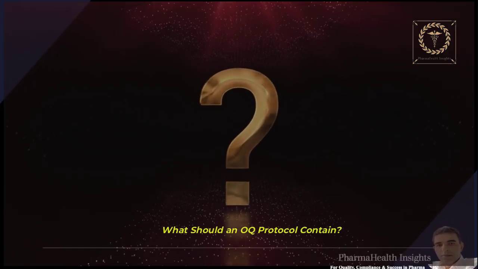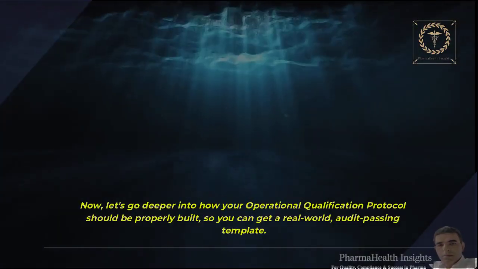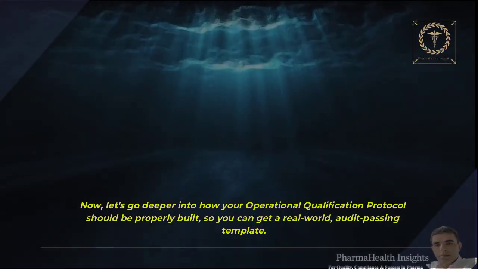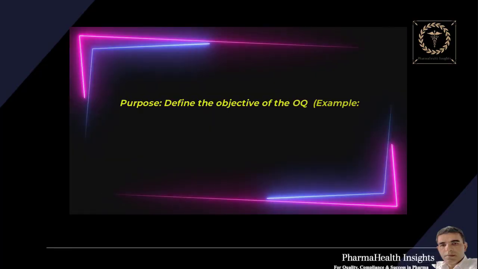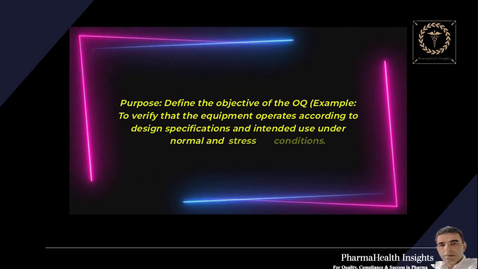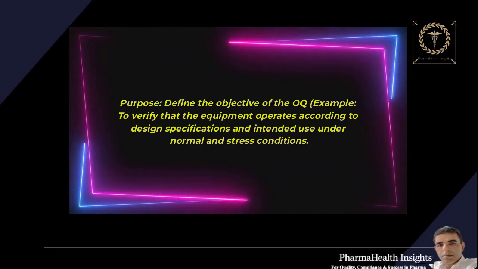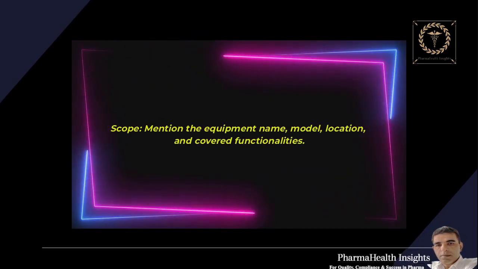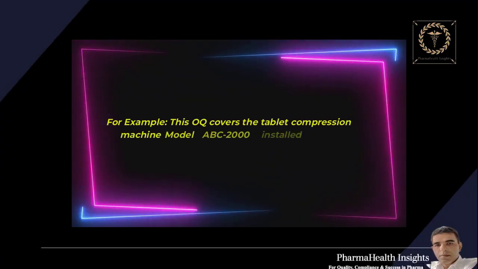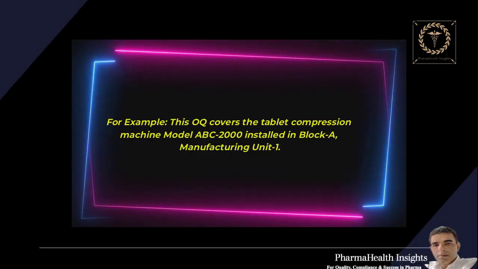What should an OQ protocol contain? Now, let's go deeper into how your operational qualification protocol should be properly built, so you can get a real-world, audit-passing template. Operational Qualification, OQ, Protocol Key Sections. 1. Purpose and Scope. Purpose. Define the objective of the OQ, example, to verify that the equipment operates according to design specifications and intended use under normal and stress conditions. Scope. Mention the equipment name, model, location, and covered functionalities. For example, this OQ covers the tablet compression machine model ABC 2000 installed in Block A, Manufacturing Unit 1.